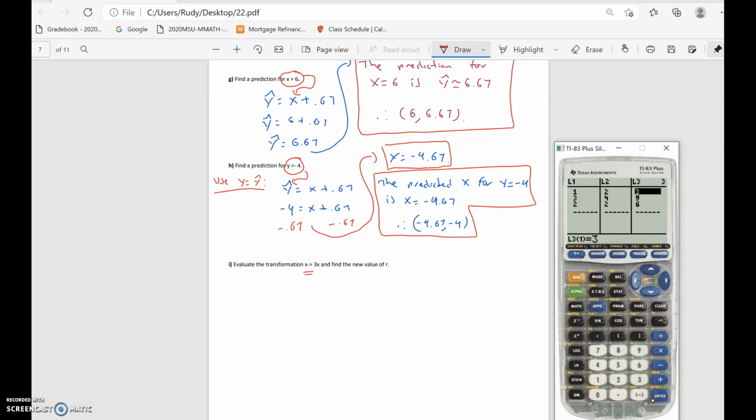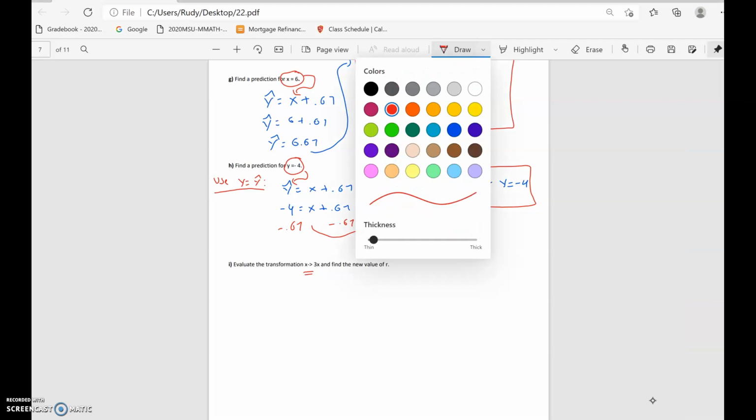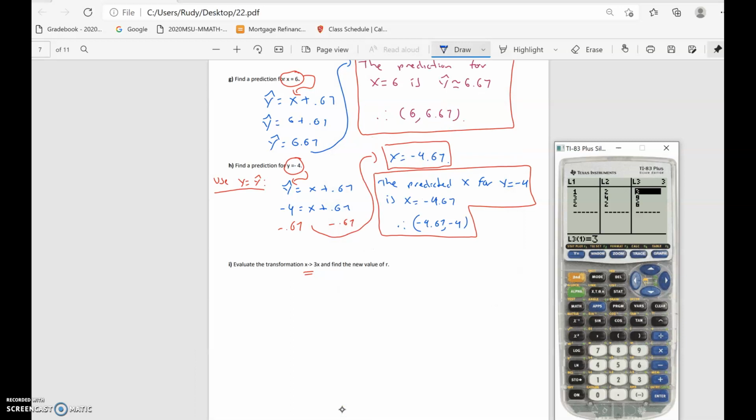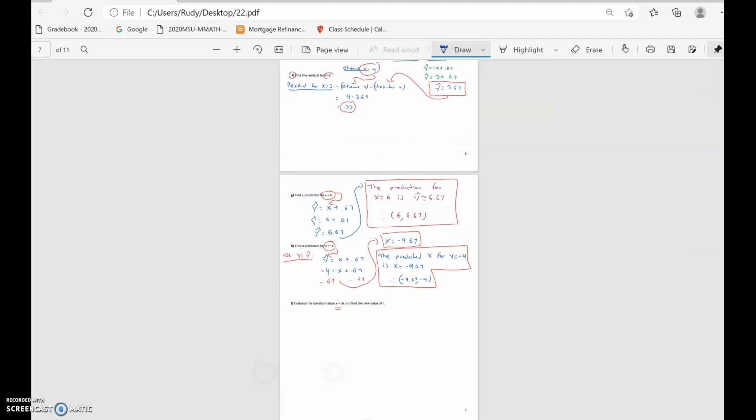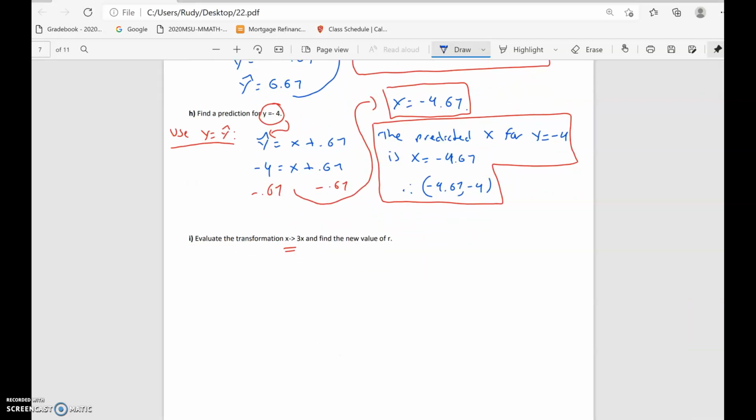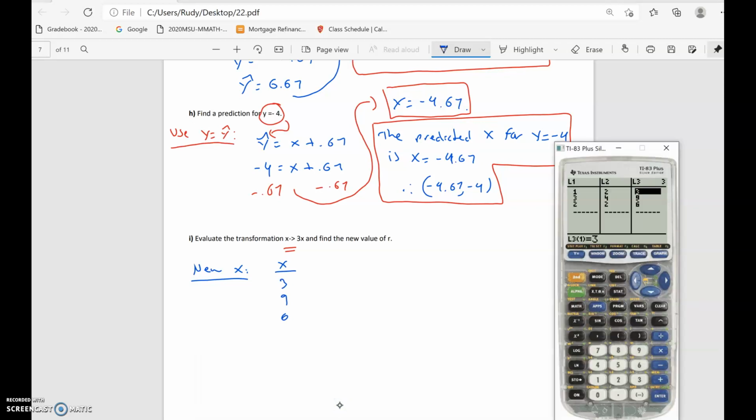And the transformation only occurs with the x's. You're not told anything about the y's. So you're still going to use your same y values. So in this case, let me just rewrite it. So new x values. It was 3, 9, and 6. And let me just check it. Yes. Okay.